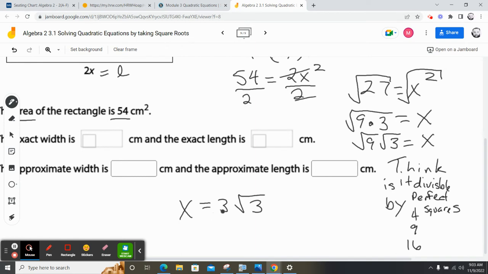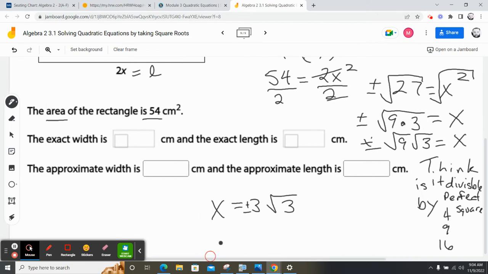Now, because we're doing the square root, I forgot to mention this needs to be plus or minus. Technically, this is plus or minus. But we're talking about the length of the box, so we wouldn't use the negative symbol, right? So the negative is extraneous. The exact answer means that we're going to leave it as this.